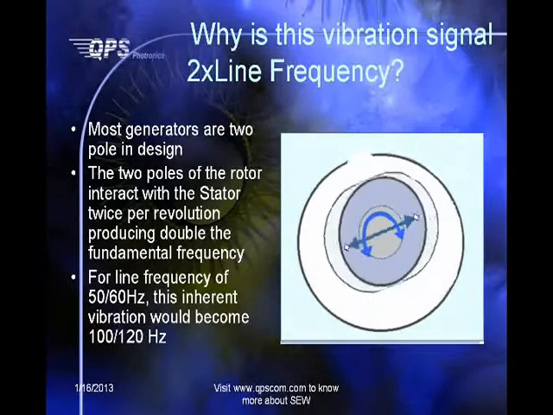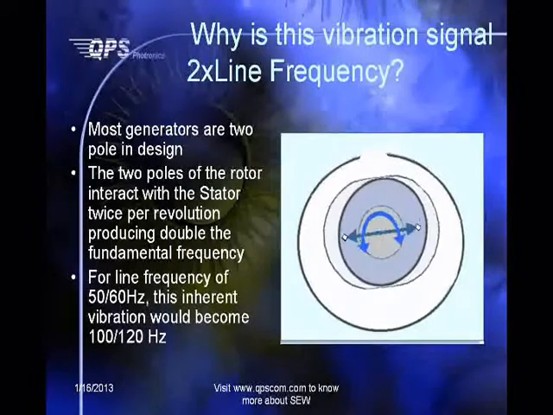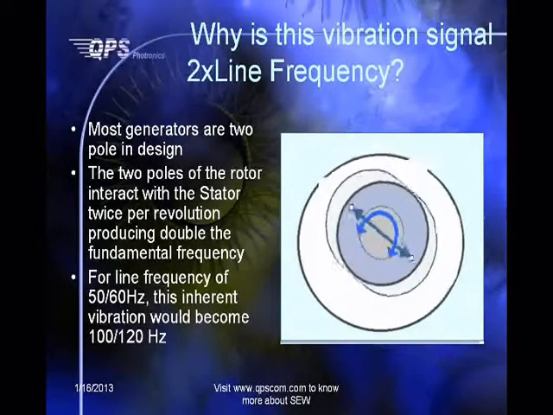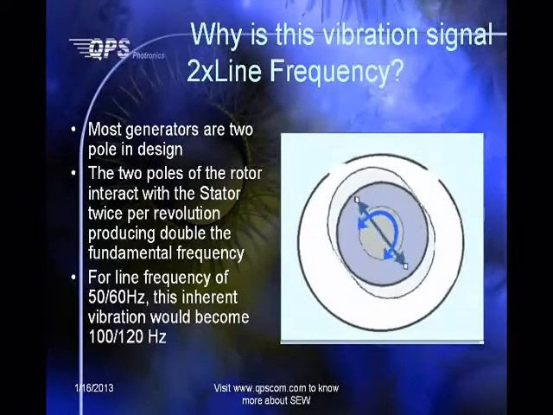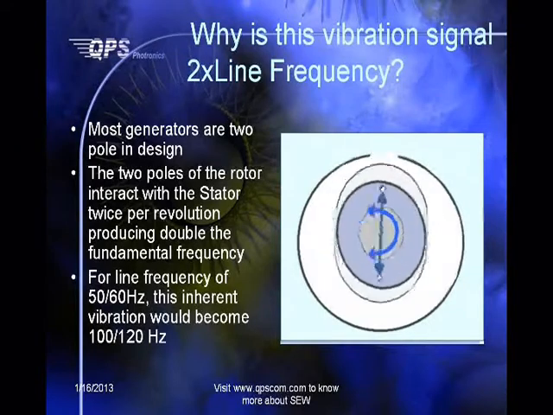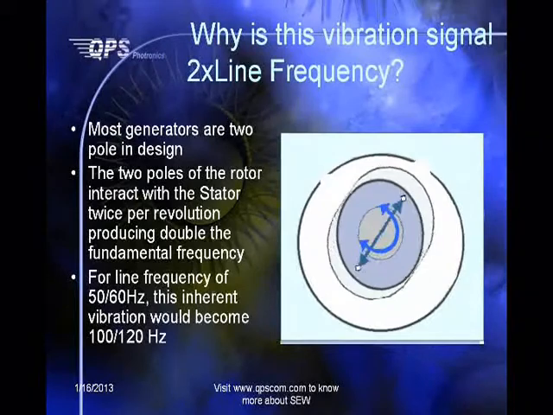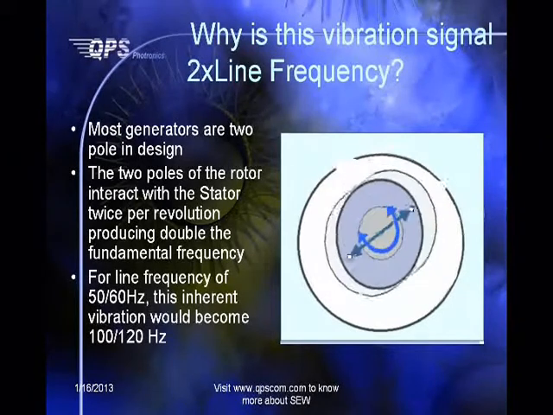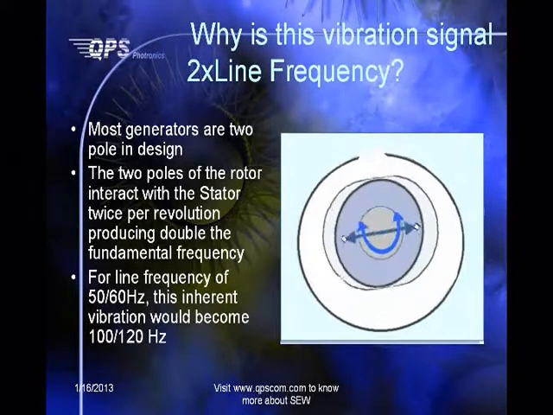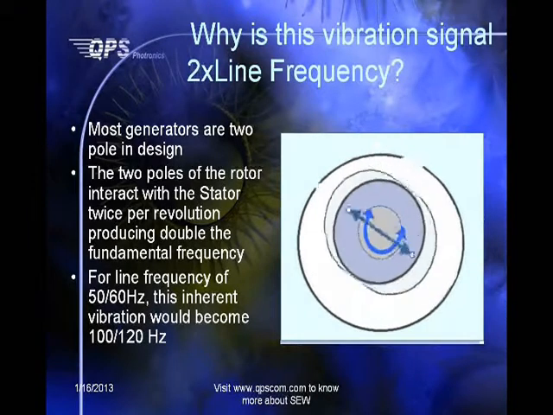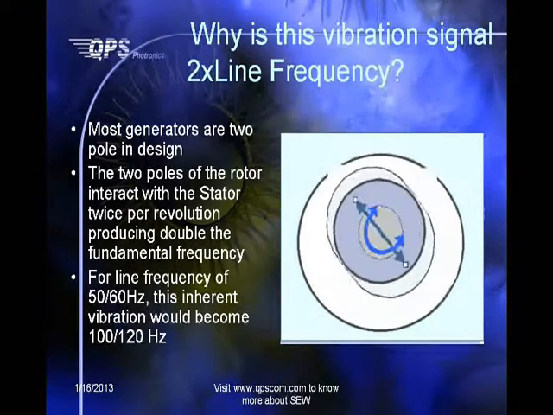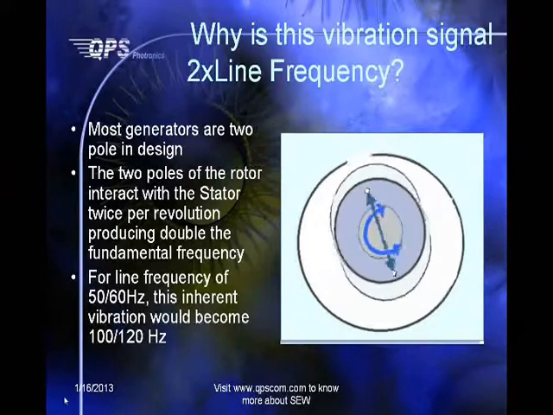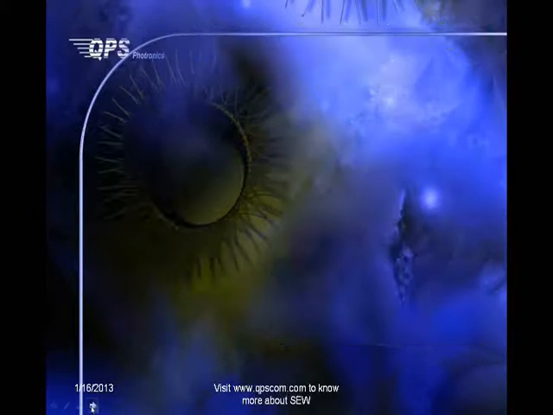If you are in Europe or in Asia, the generator turns at 3000 RPM, giving you a line frequency of 50 Hertz, and you can distinctly see that SEW signal corresponding to that to be 100. I have both examples to show you a little bit later.